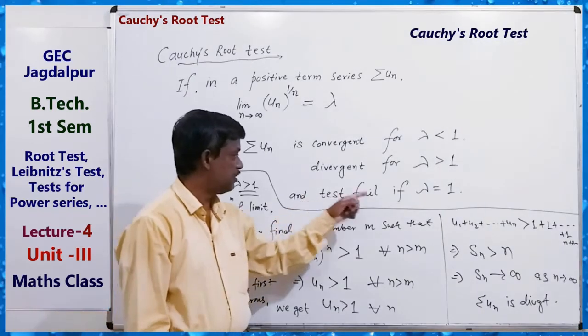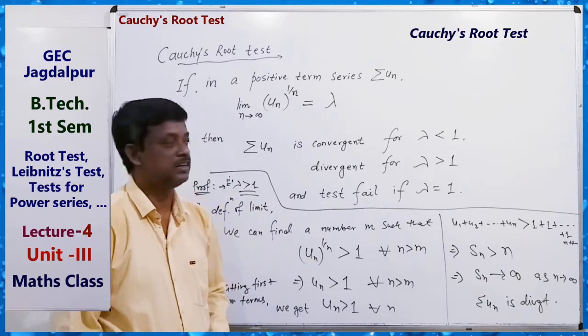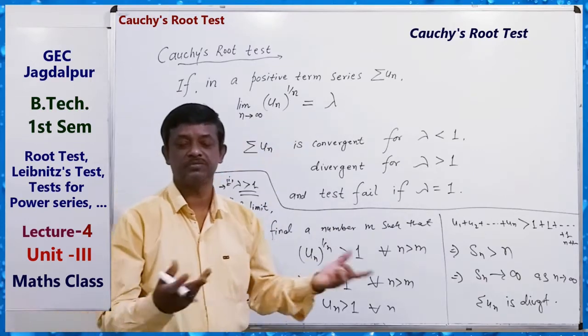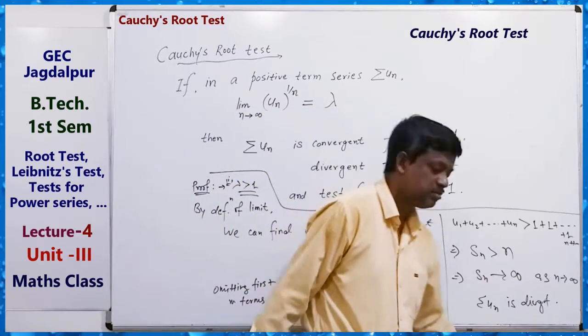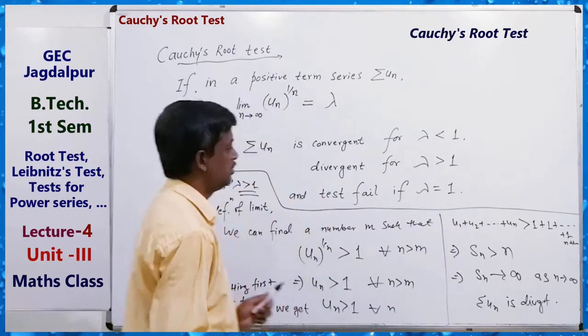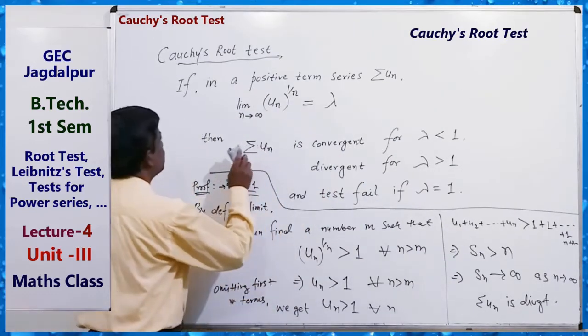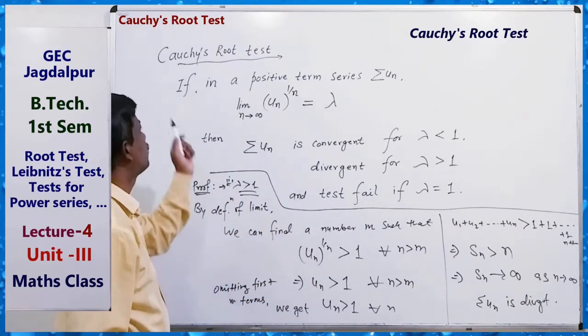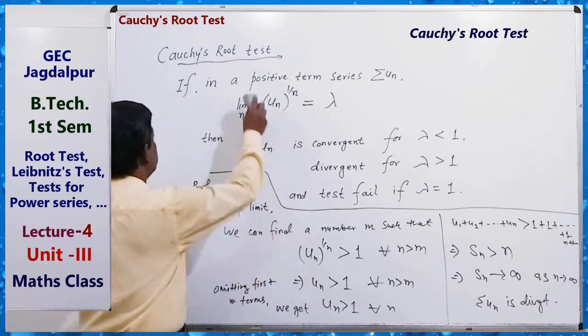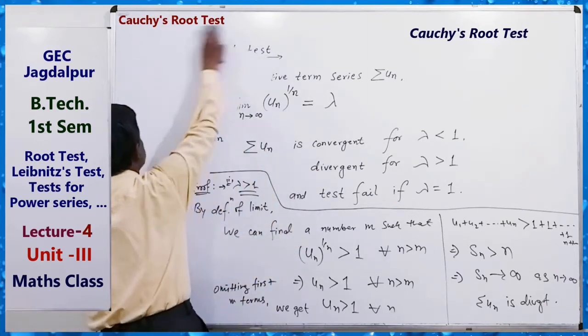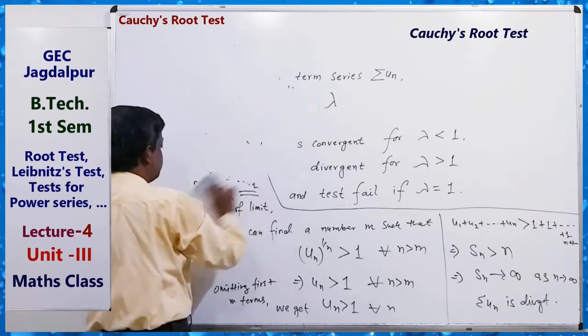And here the test fails when lambda equals 1. That is, if its limit is 1, then the test fails, and we will use a further method or any of the previous methods. Okay, so this is the statement of Cauchy's root test. Now let's take some questions from this test.